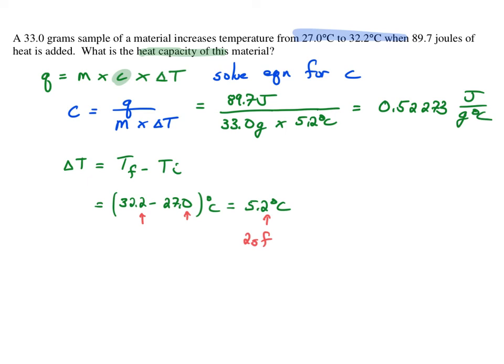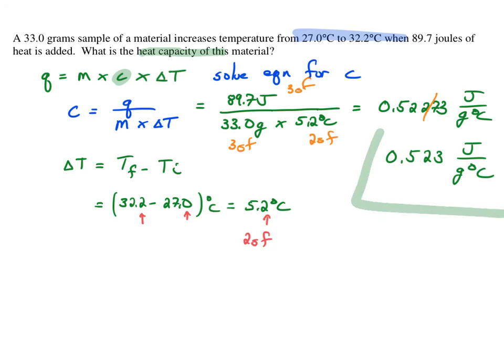And looking at our sig figs, as we said before, this has 2 sig figs. Here we have 3. This is 3 sig figs. We're going to end up rounding up. So we have 0.523 joules per gram degree C as our final answer.